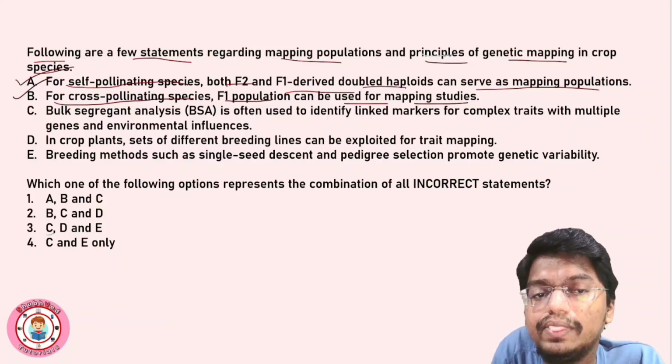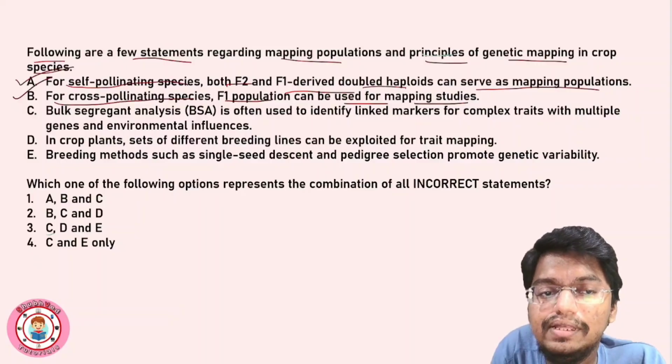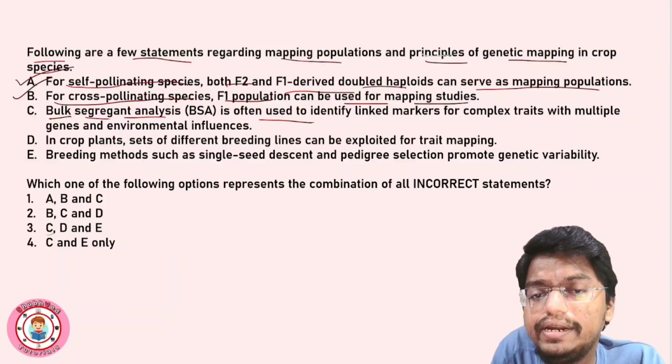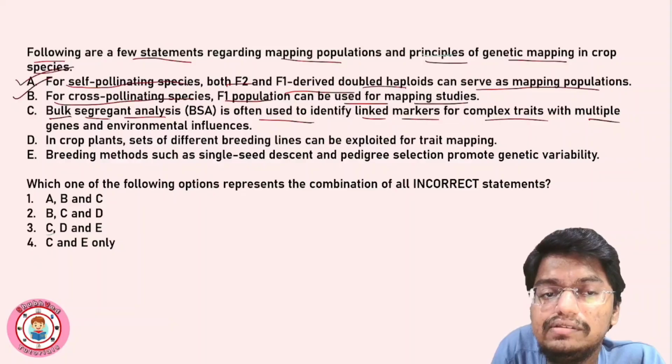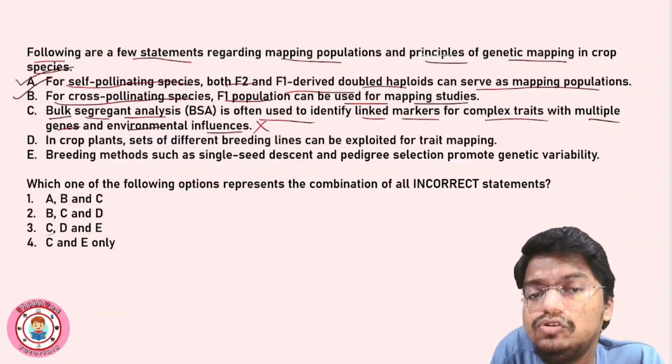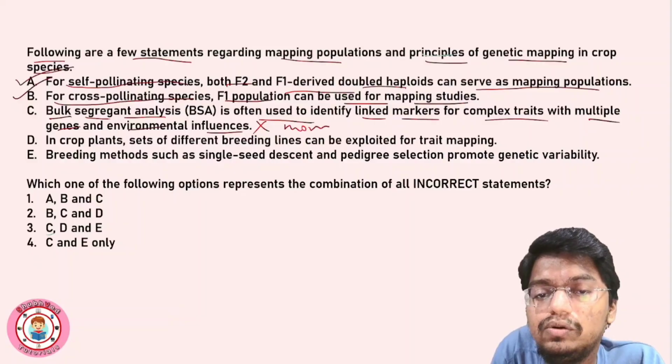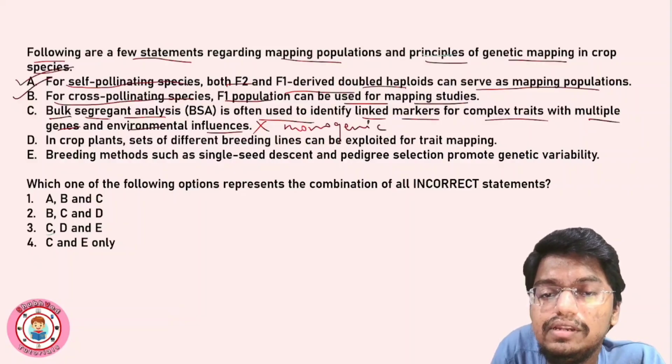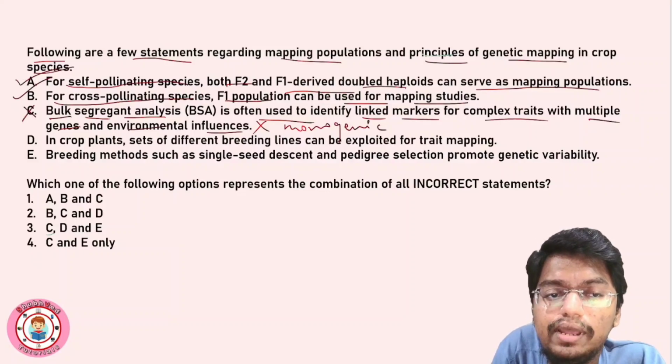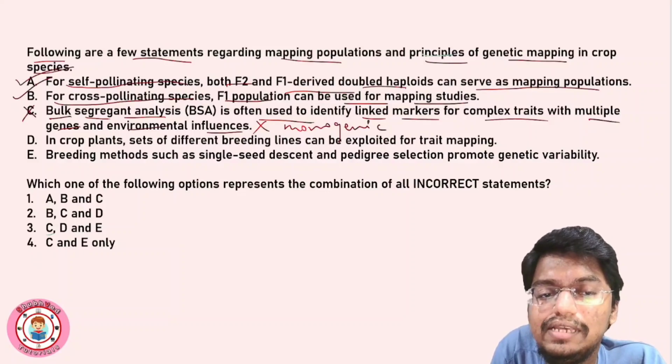Right? In genetics we see F1 cross F2. That is important. Bulk segregant analysis is often used to identify linked markers for complex traits with multiple genes and environmental influences. No, wrong. This is used for monogenic, single gene traits, basically qualitative inheritance. Right? So C is wrong.